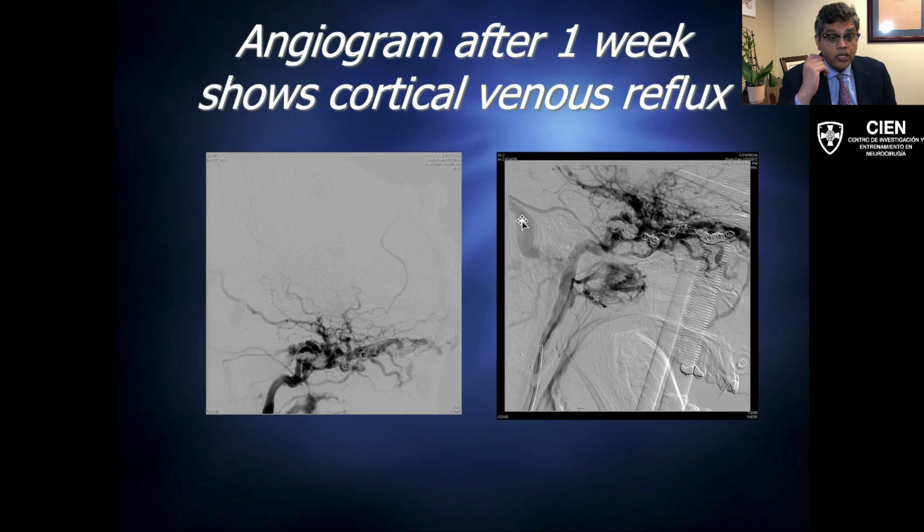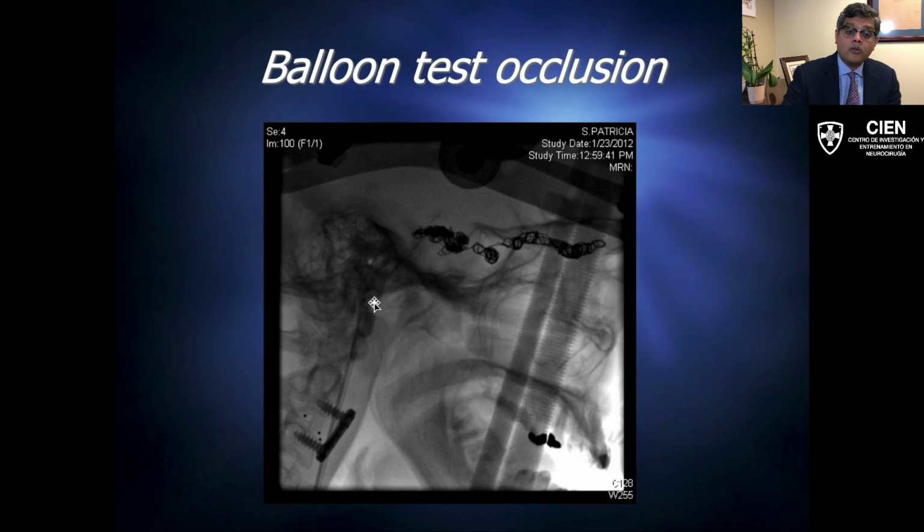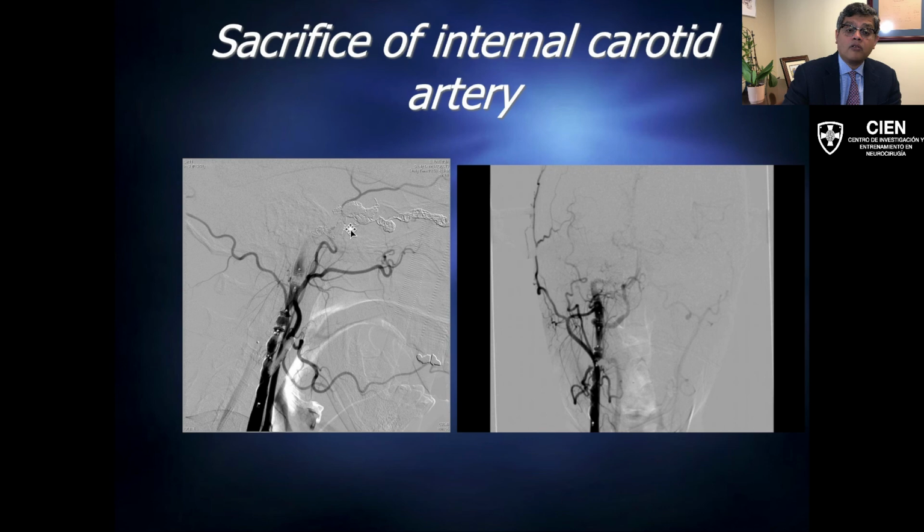But then 1 week later, when I did a follow-up angiogram, you can see that the flow has been redirected into the cortical veins and also multiple other channels. So at this point, we felt that we should take down the carotid artery in the cavernous segment where the fistula was. So we did a balloon test occlusion. You can see the balloon in the internal carotid artery. After occluding it, the patient didn't have any symptoms. And so we then went ahead and took down the cavernous carotid. And also, these are Amplatzer coils and Amplatzer plugs in the internal carotid artery.